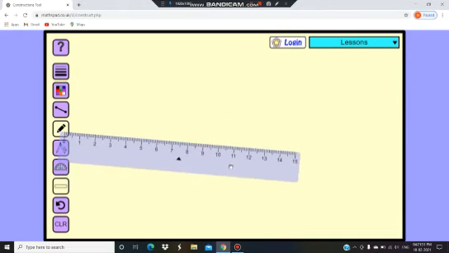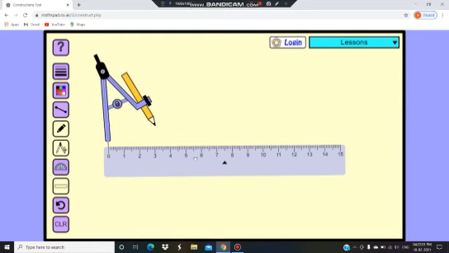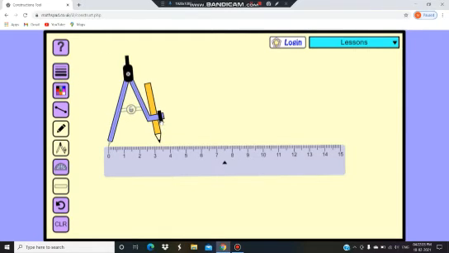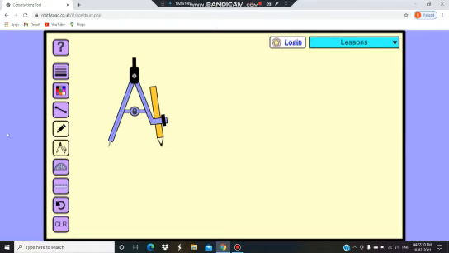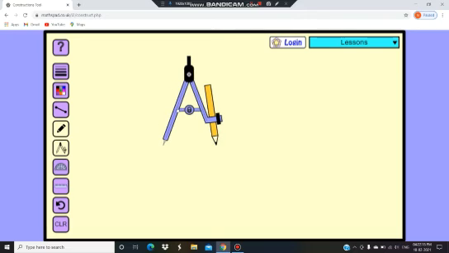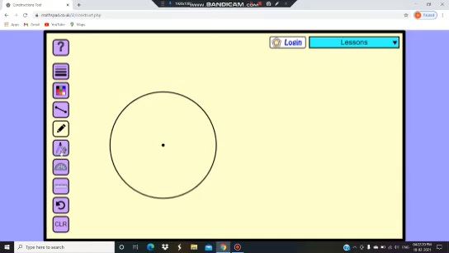So take a scale, take a rounder. In a rounder, take a distance of 3.4 centimeter. Okay, so with this distance we have to draw one circle. So circle with the radius 3.4 centimeter and the center name is P.